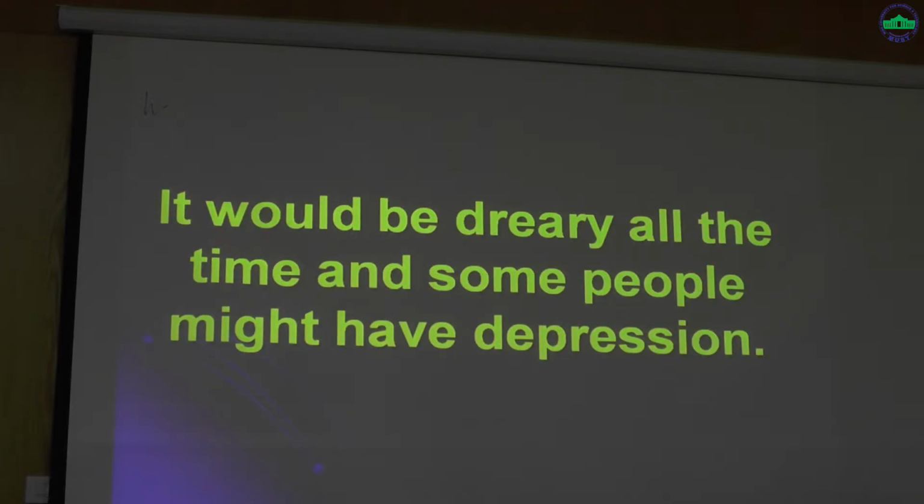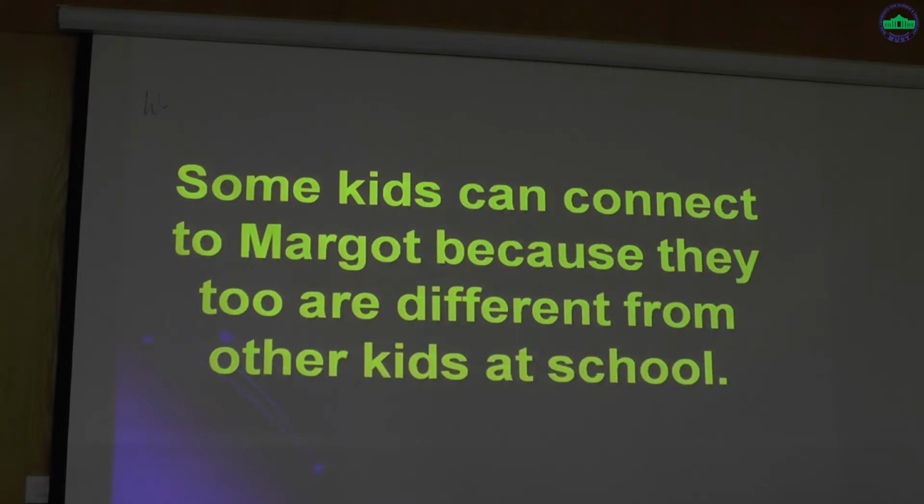It would be dreary all the time, and some people might have depression. Rainy, cloudy, and windy weather cause depression in some people. Some kids cannot connect to Margot. Why? She is different in what sense? She has the ability to remember, which they lack. She has nostalgia for something they don't have.